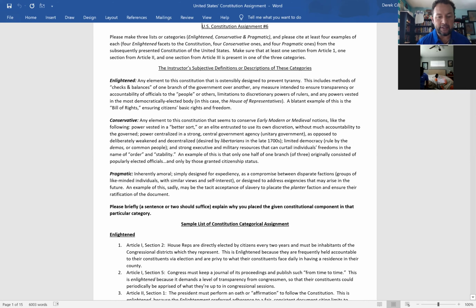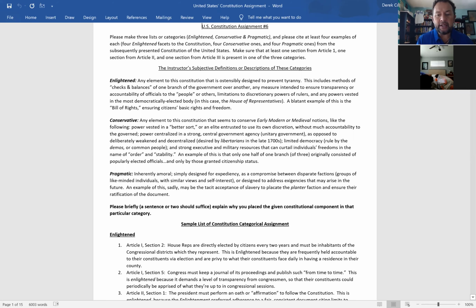those are all cases in which people are held accountable, there's a degree of transparency. Any of that would be considered enlightened. Okay, as far as looking at this Constitution, we'll go back to that in a minute.